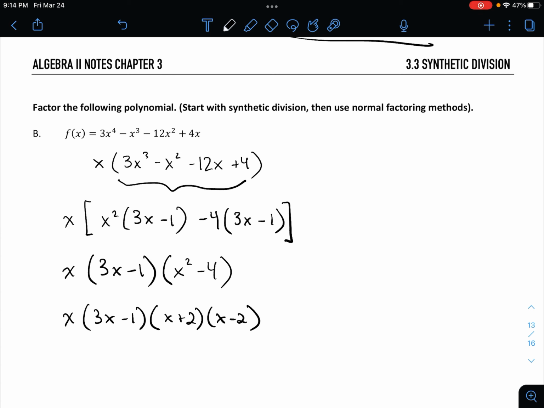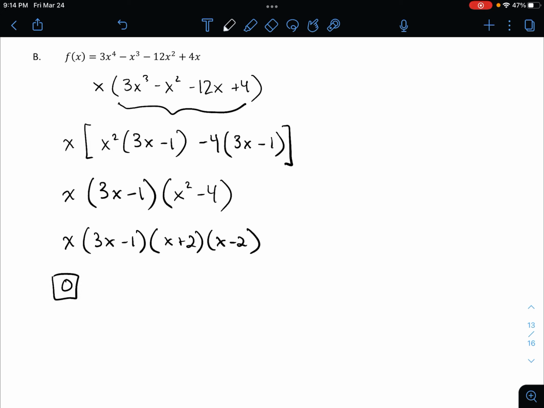Okay. Now we could have actually done synthetic division for this problem, right? Synthetic division is going to work. Our normal factoring methods are going to work as well. So you could use synthetic division. It would take you much longer if you don't recognize that there's an easy way to factor this. But again, both will get you to the same place here. When we look at our final answer, we can see that 0 would be a solution, 1/3, -2, and +2.